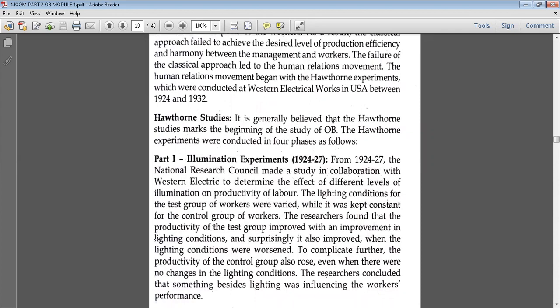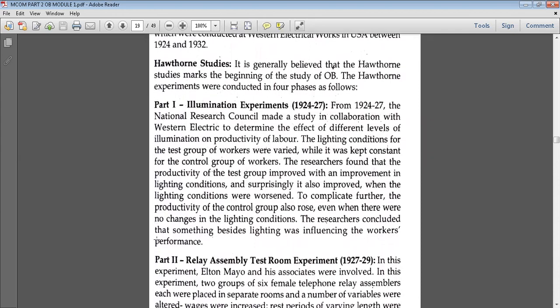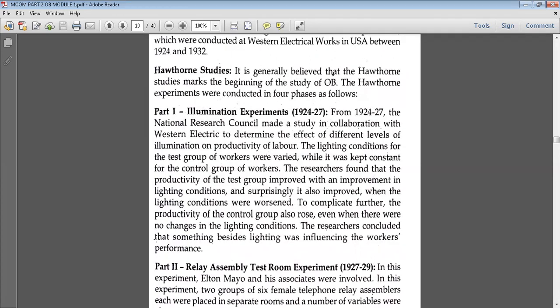This study was conducted by a person known as Elton Mayo and a group of his people. The study consists of 4 different phases, 4 different stages. The first one is known as the Illumination Experiment. Illumination means lighting. They tried to understand whether the lighting conditions in a workplace are connected with the productivity of workers or not.